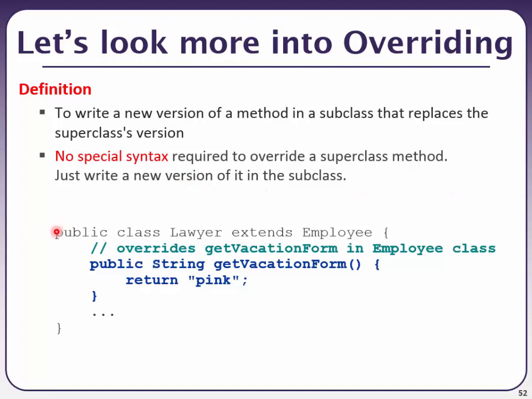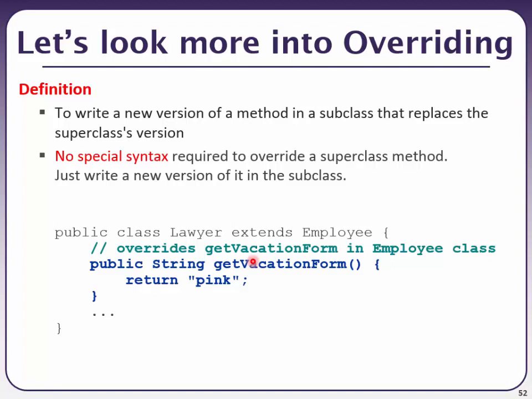All right? So, let's say that we are inside of our public class Lawyer that extends the class Employee. Let's say that the class Employee has a getVacationForm method already that returns a String, and it's supposed to get us the color of the form that an employee needs to fill to request some vacation time. Just a contrived example here.